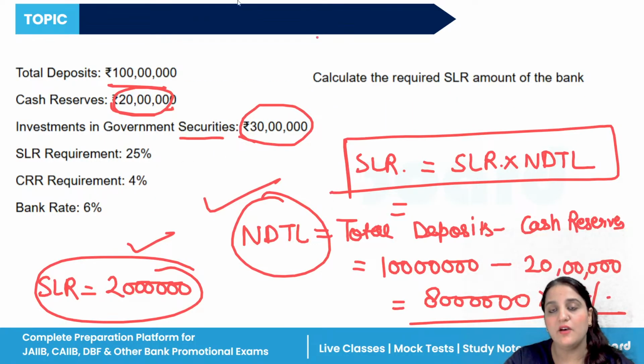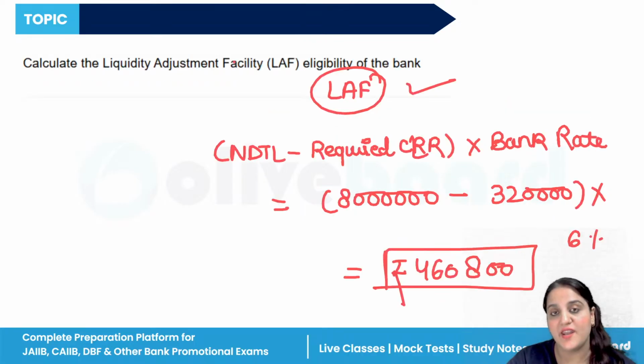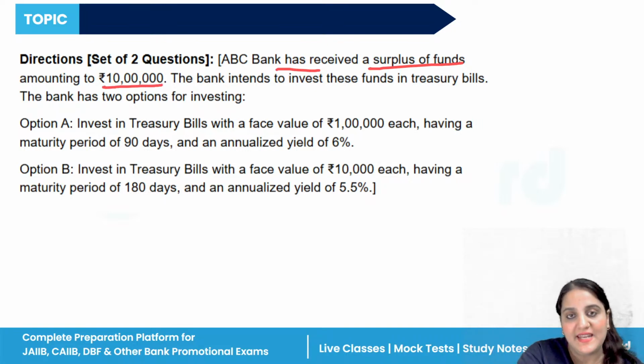One data, 5 questions are there. These types of questions will be there in the examinations also. So make sure you know how to calculate the excess amount, SLR amount, CRR amount. Now, ABC Bank received a surplus of funds amounting to 10 lakh.